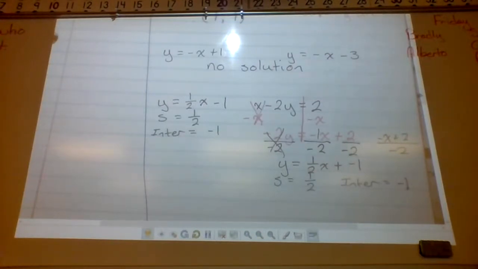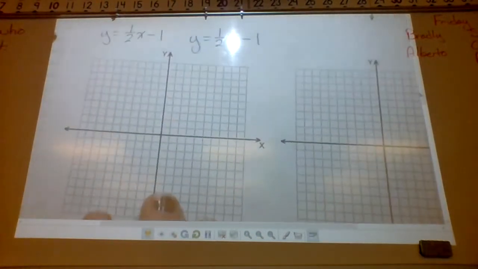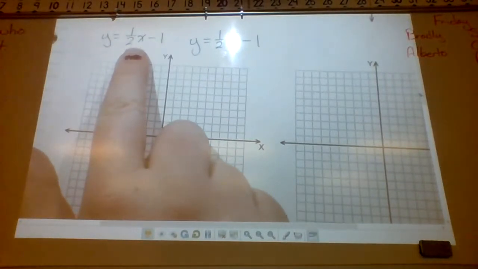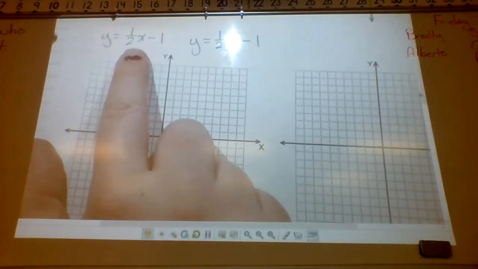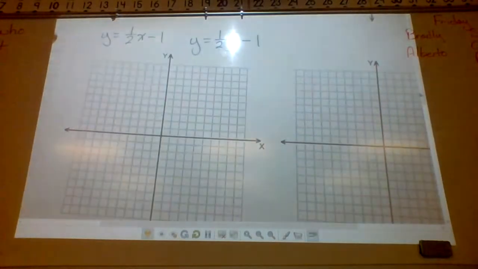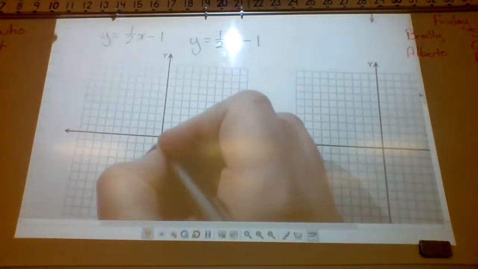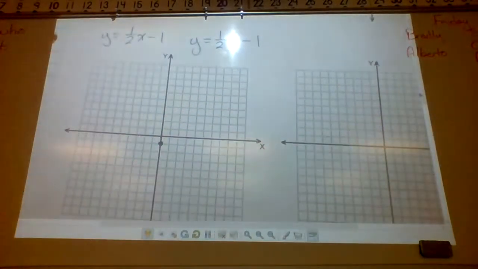Okay, so now we're going to graph it. Where do we start with this one? What do we start with? The y-intercept. Where is the y-intercept? Do you need to solve that because they're exactly the same, so you're doing the same thing. Okay, now what do we need?